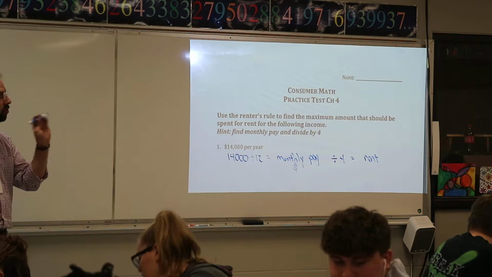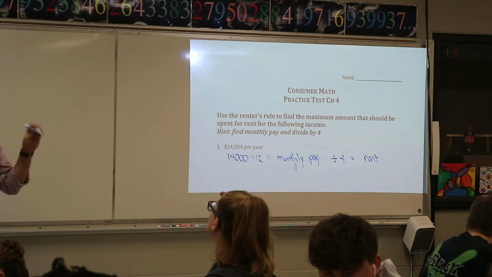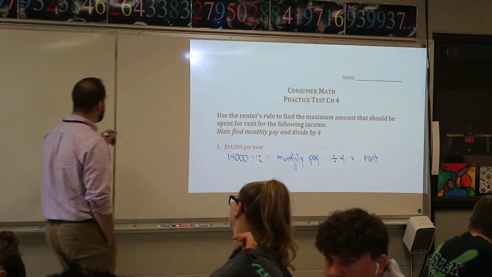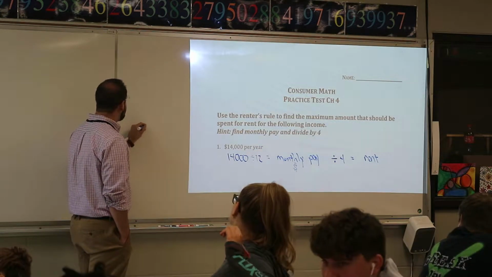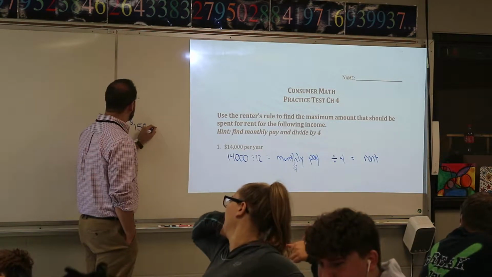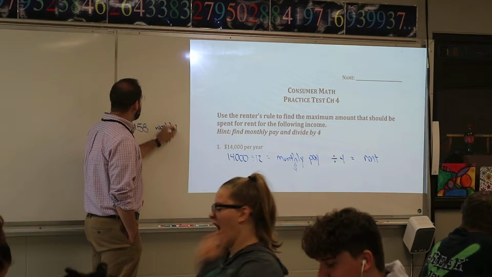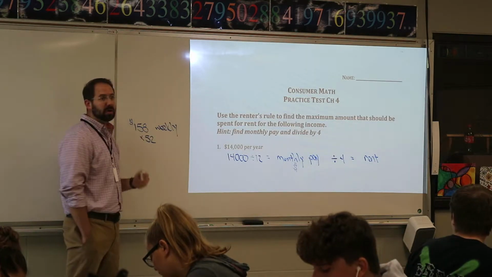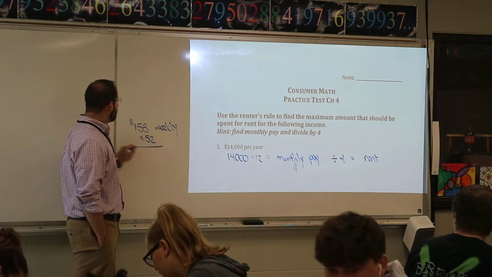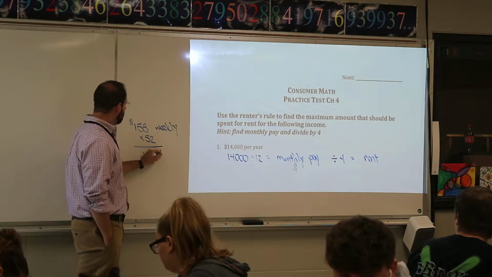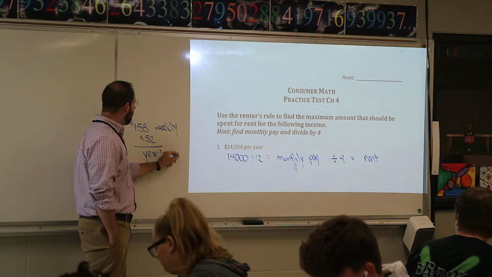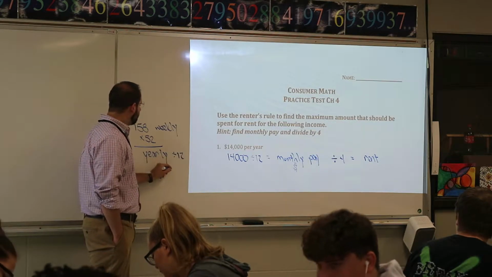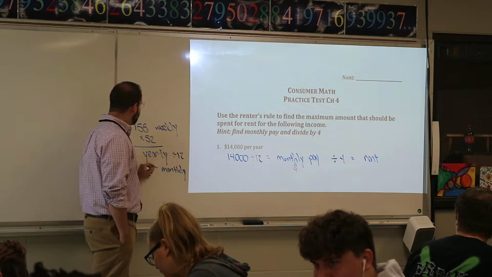Now, the trick is, if I don't give you $14,000 a year, and I tell you that you get paid $158 weekly, then what you have to do is multiply this by 52 to figure out what you make per year. This will be your yearly pay. Divide by 12 to figure out monthly. And then divide that by 4.